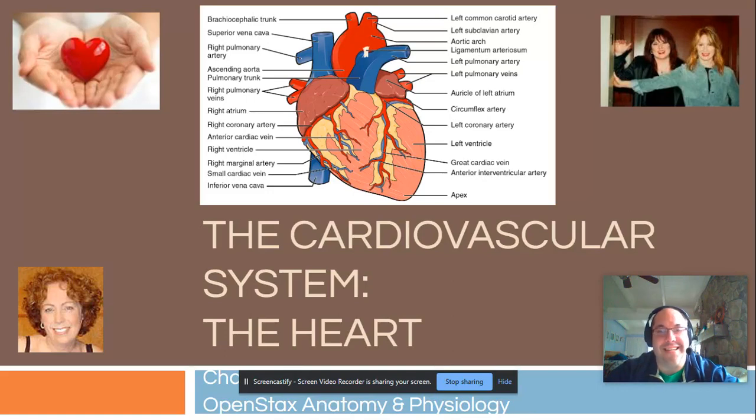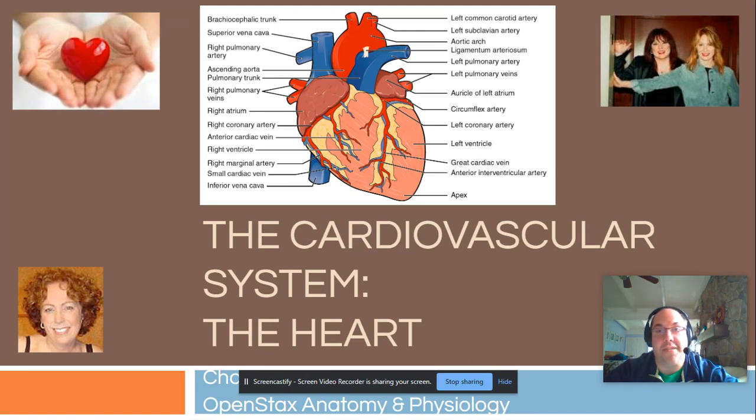All right. So today we're going to learn all about the cardiovascular system, focusing on the heart. The heart is a really important organ. It's very interesting. It's got lots of really cool stuff going on. Chances are you probably know somebody who has a heart issue, or has suffered some sort of heart condition. It's pretty serious stuff. So we're going to go ahead and learn all about it.